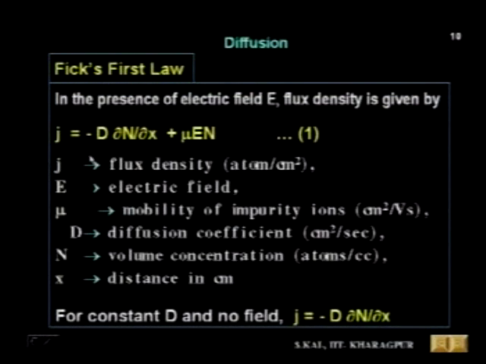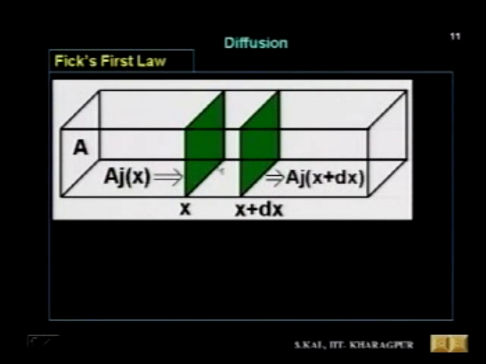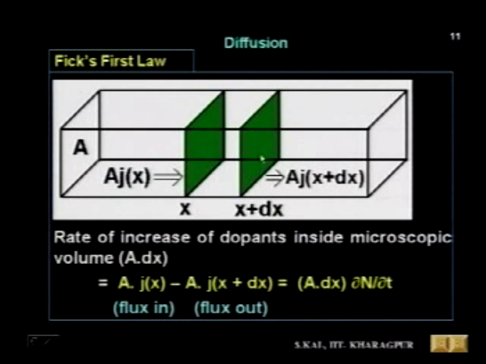So now since it decreases, that's why the negative sign is given. Okay. Now let us derive the expression for this flux.